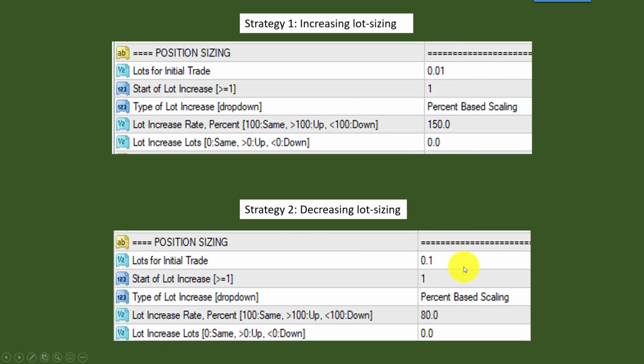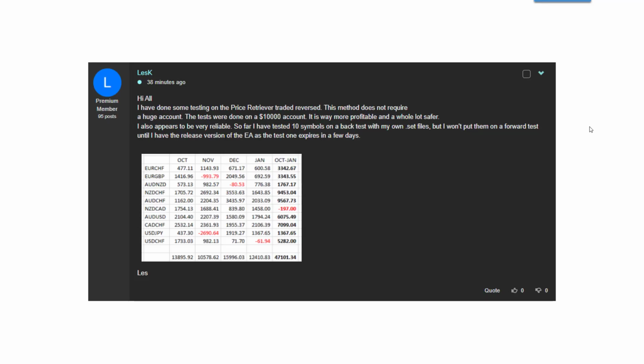Here's a better one, which was presented in yesterday's video, where you actually start high. So instead of starting low, you start high and you decrease your lot sizing. It will start there and decrease until it hits the minimum lot size that your broker allows. And that gives you much more control. There's no runaway lot sizing or anything like that. So this is currently available through the existing version of the Profit Retriever EA. By the way, the testers that are testing the concept in yesterday's video are achieving fantastic results.